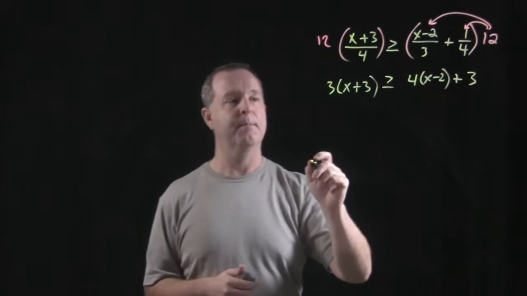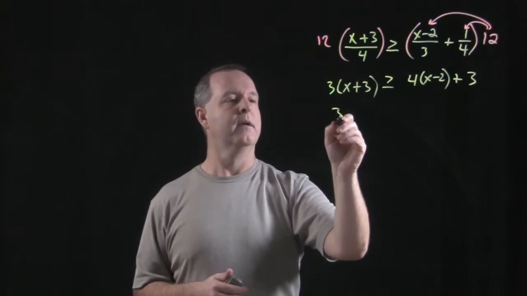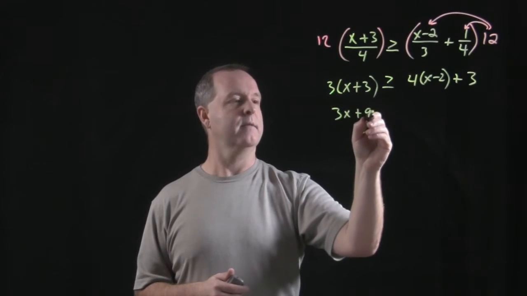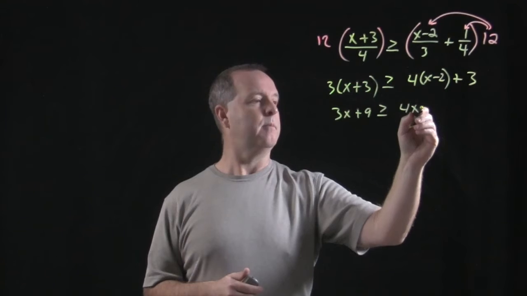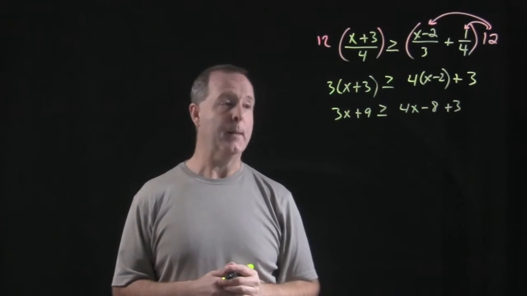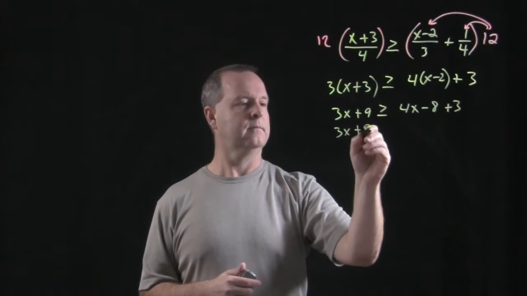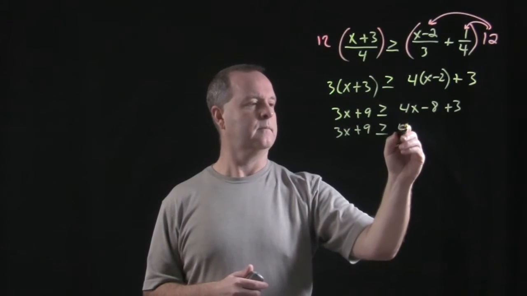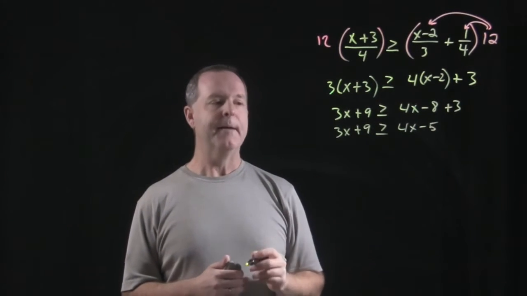Step 1, simplify. 3x, well, I guess I have been simplifying. 3x plus 9 is greater than or equal to 4x minus 8 plus a 3. Making sure I don't make a mistake somewhere.